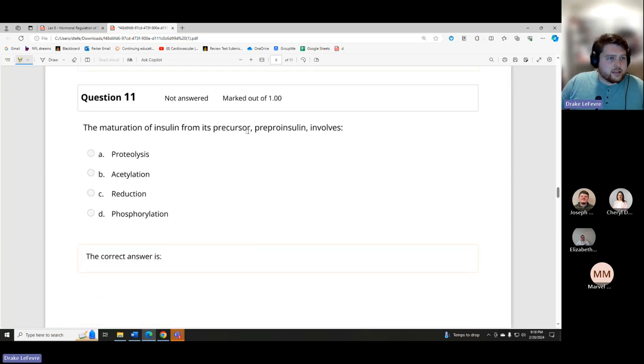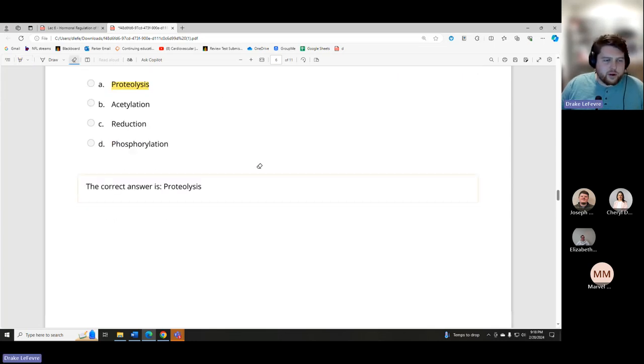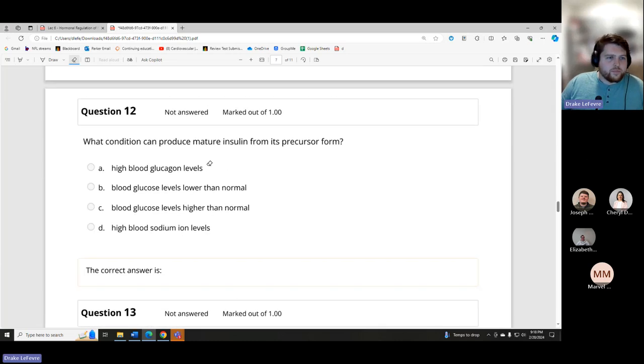Again, this is another... I think this is almost the exact same question, isn't it? Yeah. Same answer, just a different way to ask the question. The maturation of insulin from its precursor, pre-proinsulin, involves proteolysis, breaking off of proteins and breaking the peptide bonds. What condition can produce mature insulin from its precursor form?